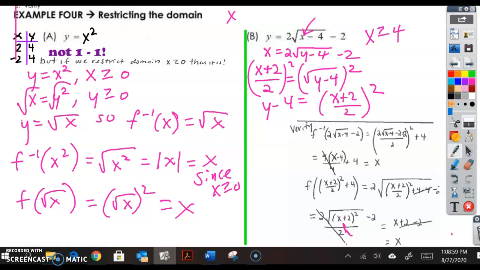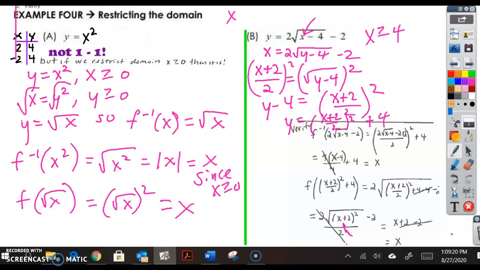Add 4 to both sides. I ran out of room. So y equals ((x + 2)/2) squared plus 4. Ugh, I hate how messy this is. Okay, and then you would verify. So the inverse of x is right here.